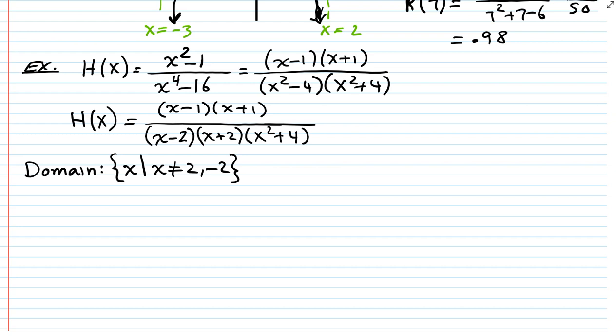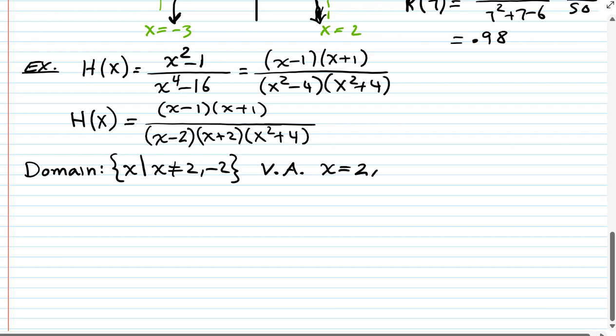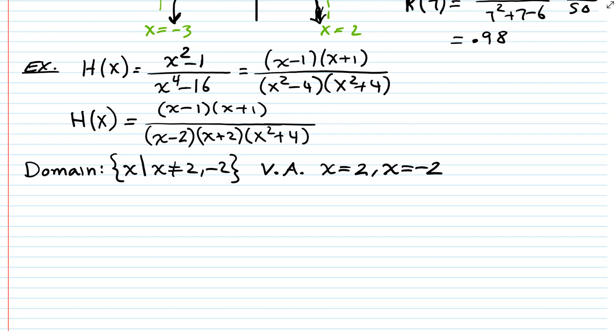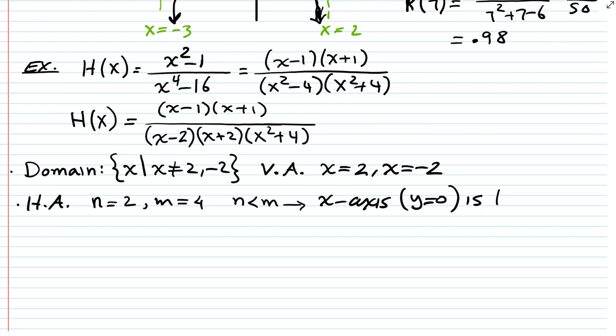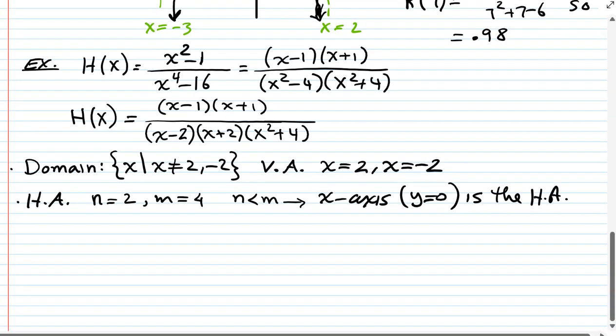From the values that we exclude from the domain, we can get the vertical asymptotes. The equations of those would be x equals 2 and x equals negative 2. From the theorem on horizontal asymptotes, the degree of the numerator, that's n, is 2. It's a second degree polynomial. The degree of the denominator is 4. It's a fourth degree polynomial in the denominator. Because the degree of the numerator is less than the denominator, the x-axis would be the horizontal asymptote. The x-axis, or line y equals 0, is the horizontal asymptote for the graph of the function.